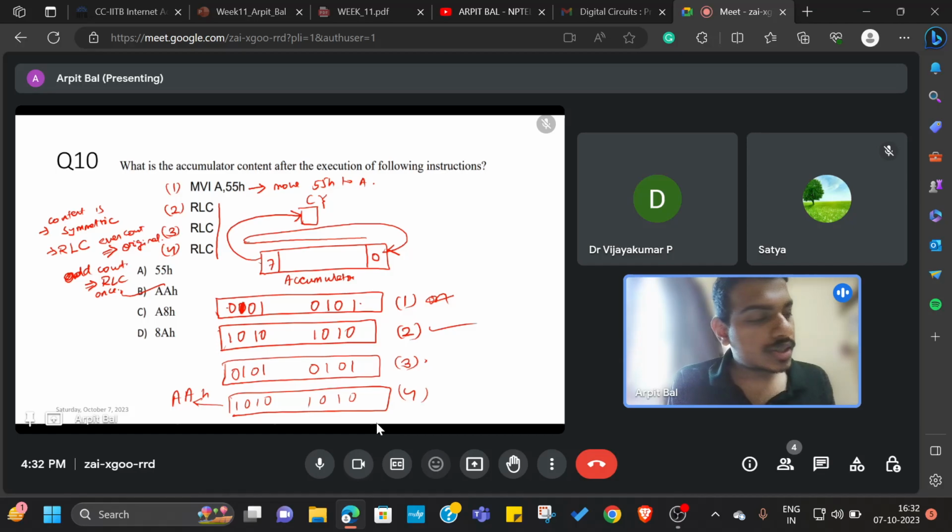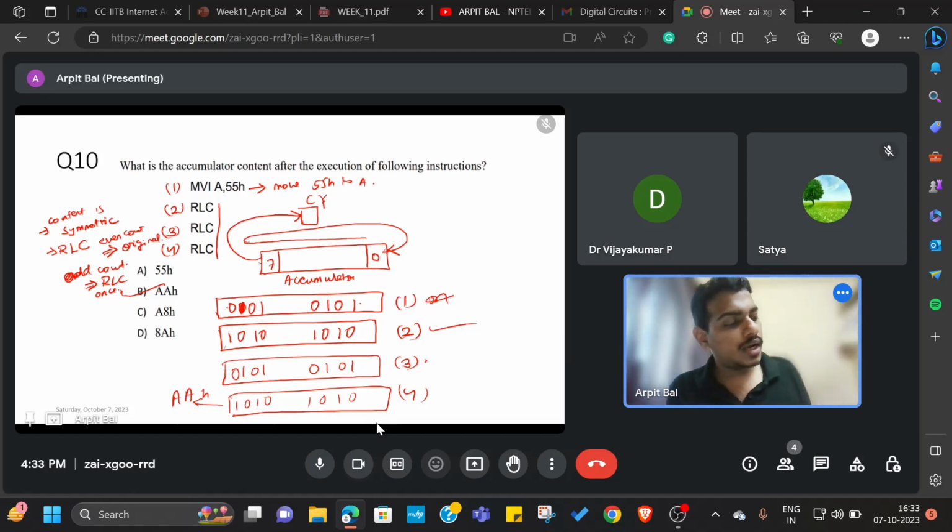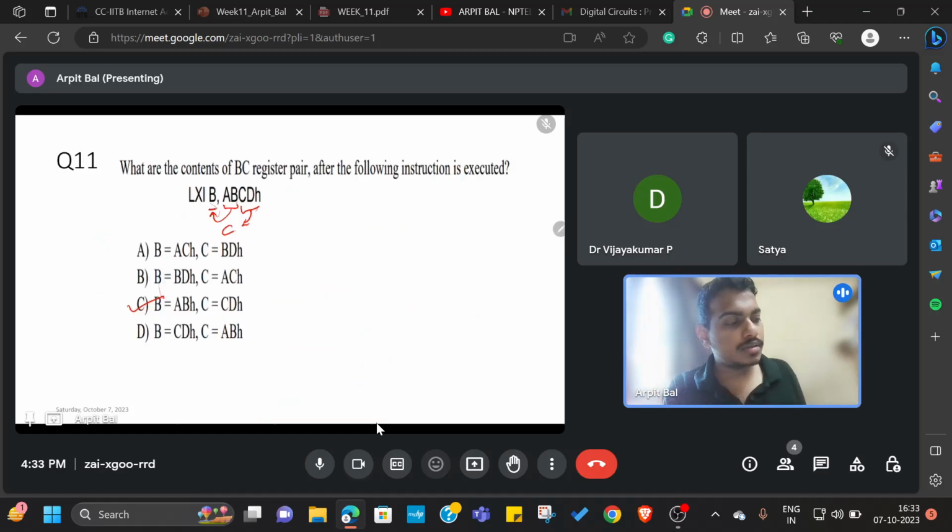Next question was related to the content of the accumulator after execution of the RLC instruction. RLC is basically rotate left, and we obtain AAH as the answer to this question. Next question was to figure out the content of the BC register. So the content of the BC register is ABCD.